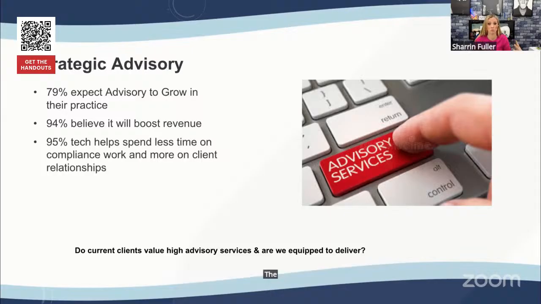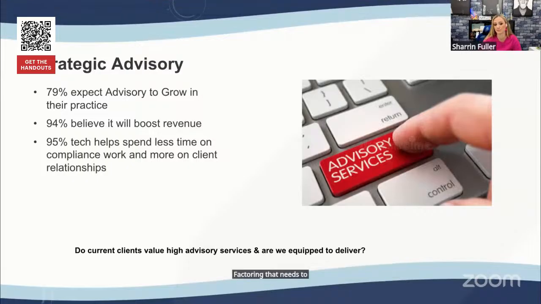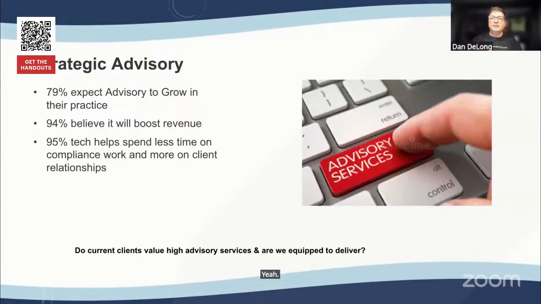Honestly, the ones we have to do way more work for, the fractional ones, those are the ones that need us, and we have to be in there no matter how much we automate. There's still high level factoring that needs to be done. But yeah, some clients are never going to see the value in what we do, and that's okay. I'll still take their money.